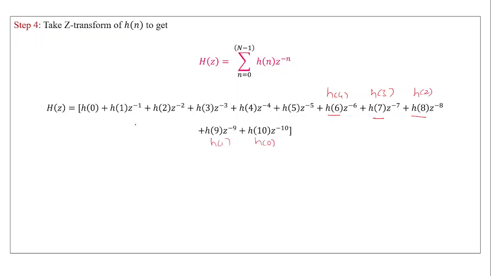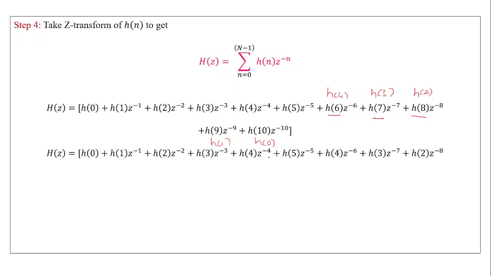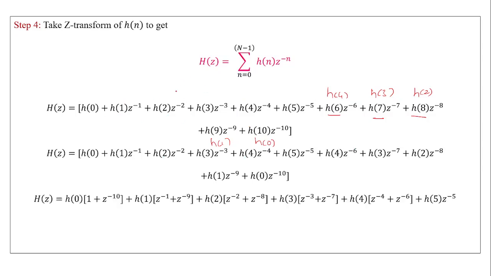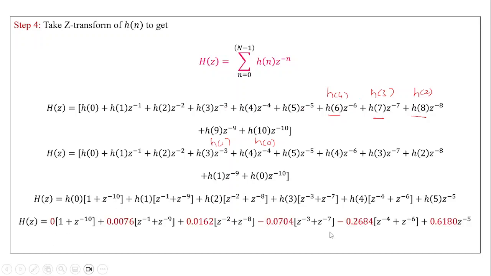So I can take this commonly out. I take h of 0 out now, 1 plus z power minus 10. Similarly I'll replace all this. H of 1 into z inverse, again z power minus 9. H of 2 into z power minus 2, z power minus 8. H of 3 means z power minus 3, z power minus 7. H of 4 is z power minus 4, z power minus 6.